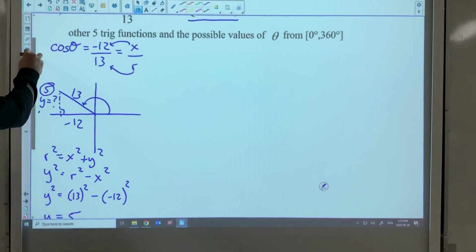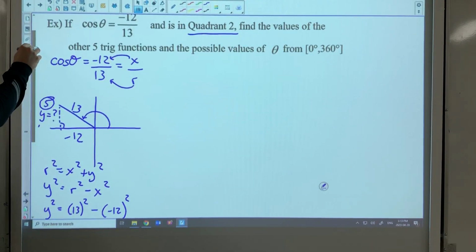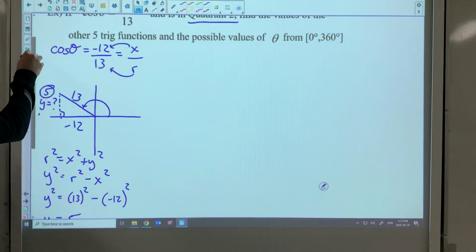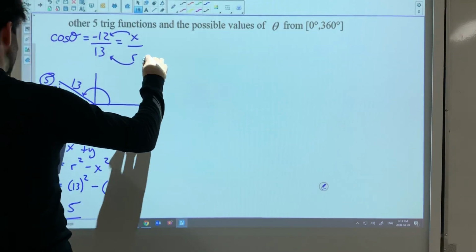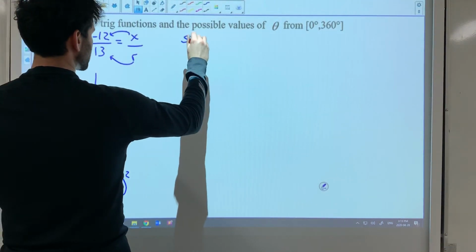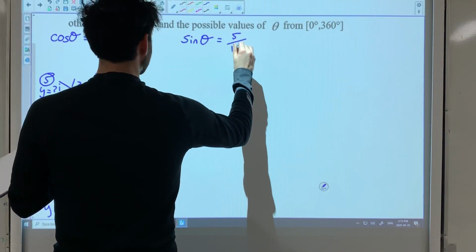So they're asking for the other 5 trig ratios and also the value of theta. We can go ahead and do that, no problem. Possible values of theta, from 0 to 360. Let's find the trig ratios first. We already have cos theta, but we can go find sine theta. So it's y over r.